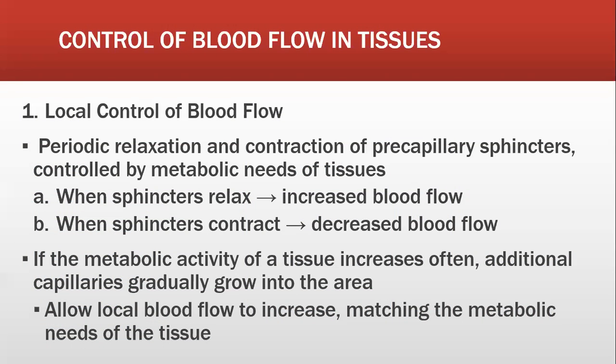So, control of the blood flow in the tissues. For the local control of blood flow, there is a periodic relaxation and contraction of the precapillary sphincters controlled by the metabolic needs of the tissue. When the sphincters relax, this increases the blood flow. And when the sphincters contract, this decreases the blood flow. If the metabolic activity of a tissue increases often, additional capillaries gradually grow into the area. So it allows local blood flow to increase, matching the metabolic needs of the tissue.